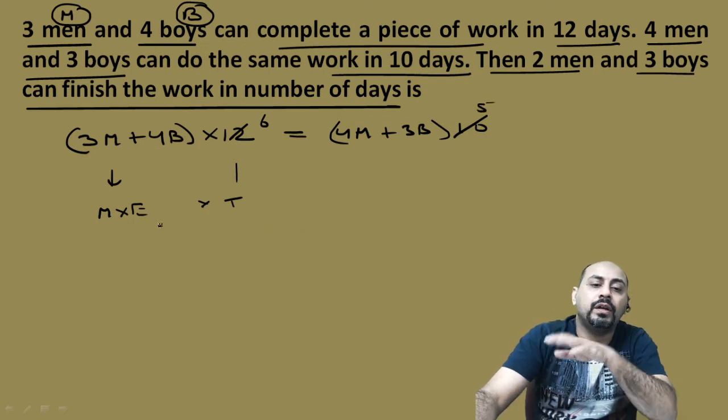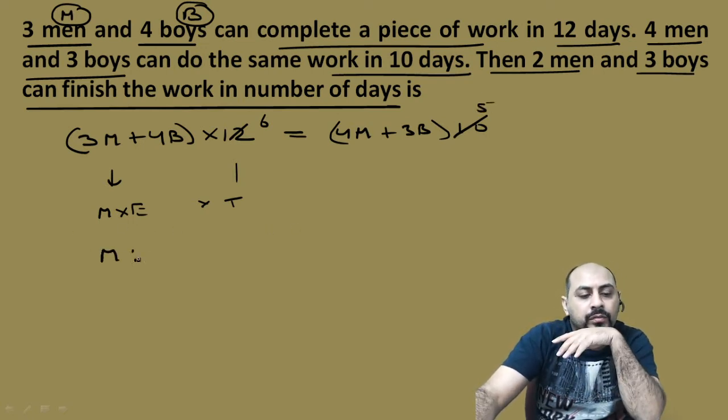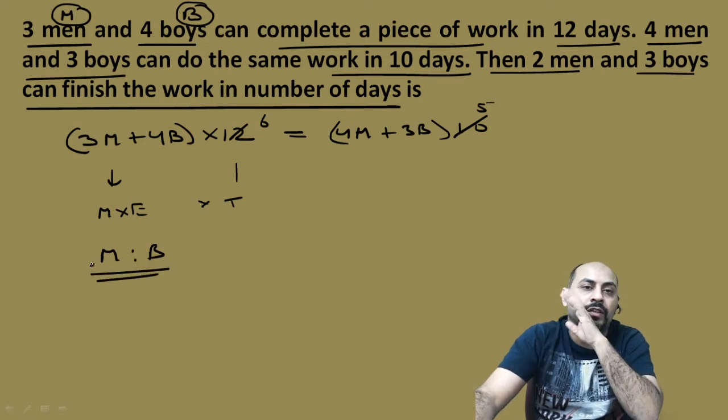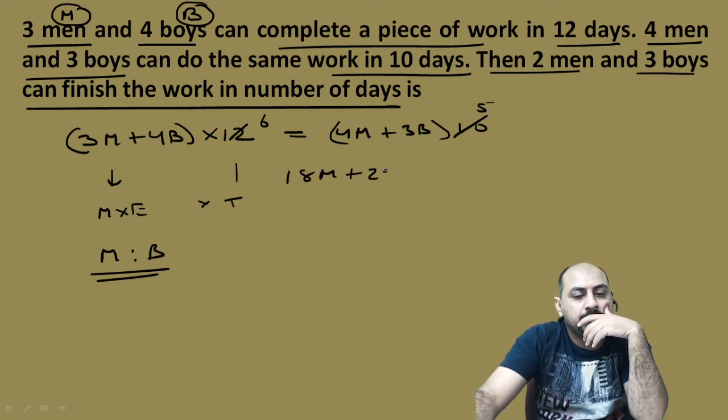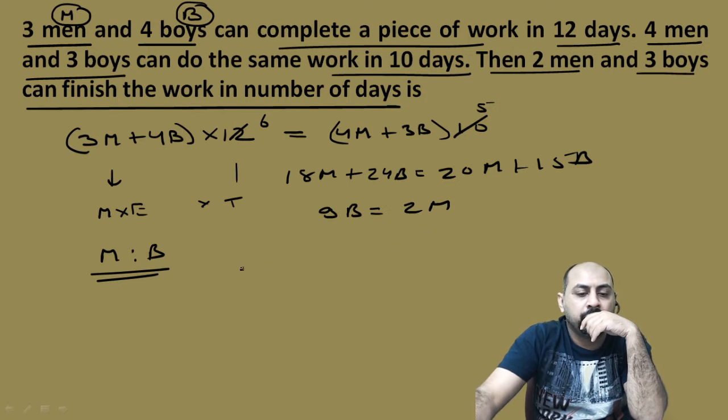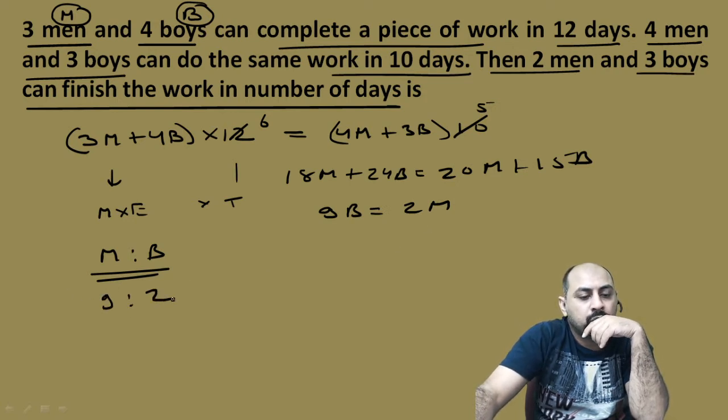So from here we can find the ratio of a man's and a boy's efficiencies, right? So we can now tell, okay, fine, 18M plus 24B will be equal to 20M plus 15B, right? So over here, what do we get? We get 9B is equal to 2M. So men over boys will be 9 ratio 2.